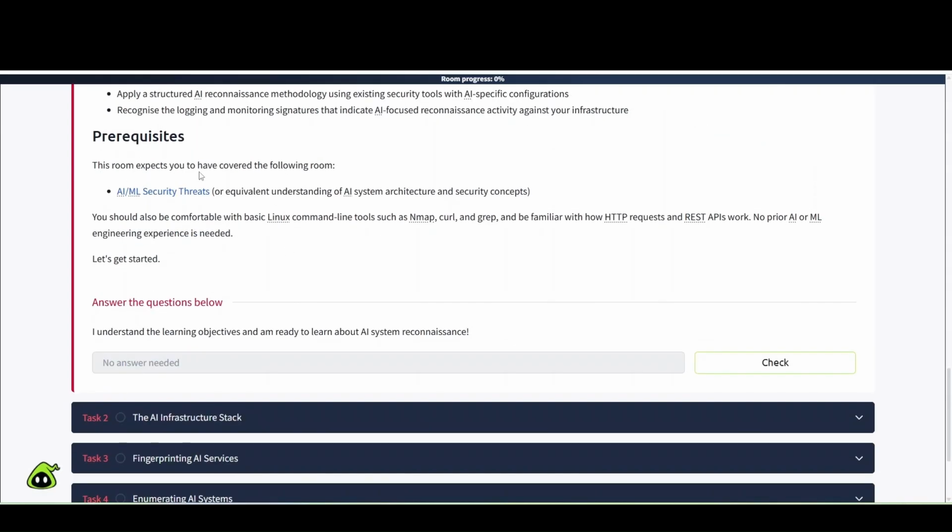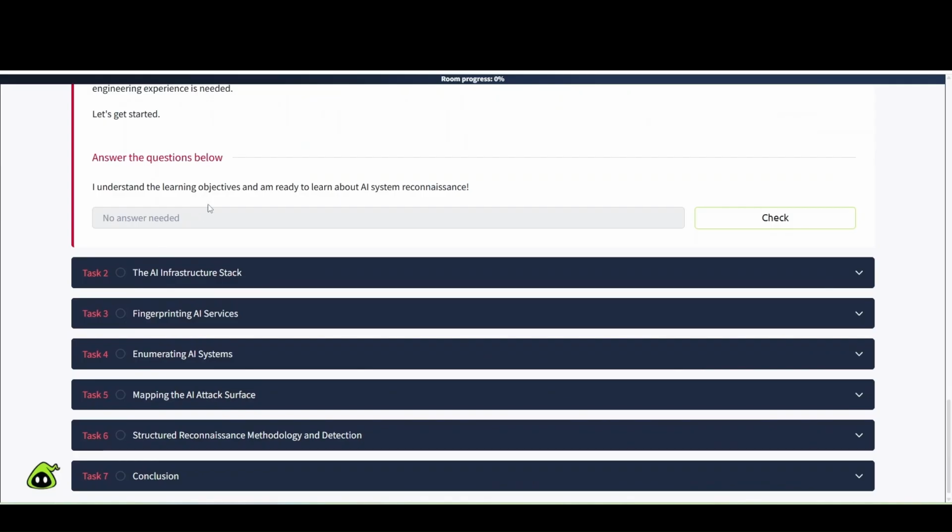Prerequisites: this room expects you to have covered the following room: AI ML security threats or equivalent understanding of AI system architecture and security concepts. You should also be comfortable with basic Linux command line tools such as nmap, curl, and grep, and be familiar with how HTTP requests and REST APIs work. No prior AI or ML engineering experience is needed. Let's get started. I understand learning objectives and am ready to learn about AI system reconnaissance.